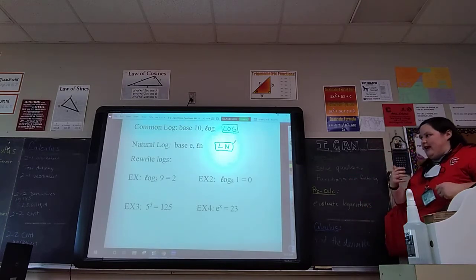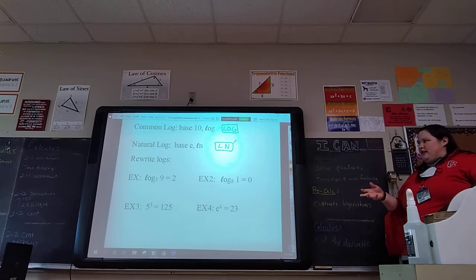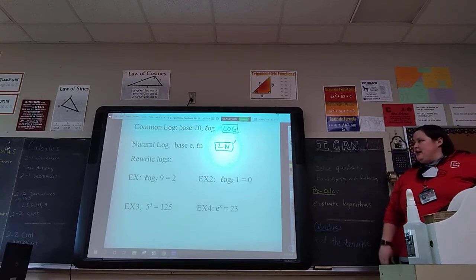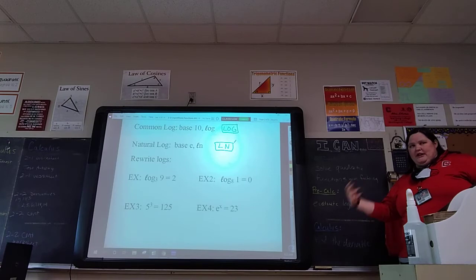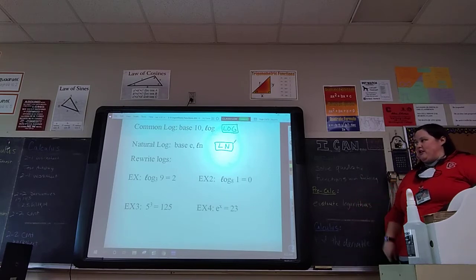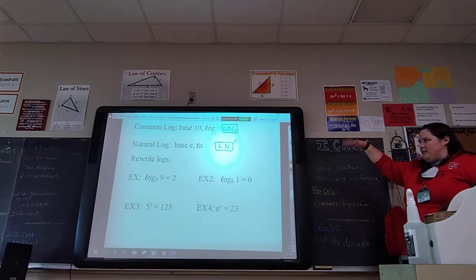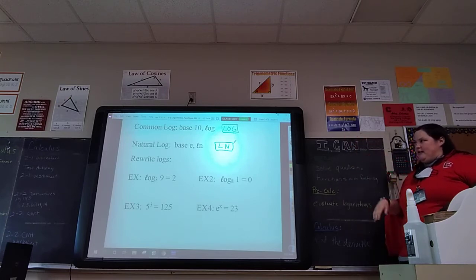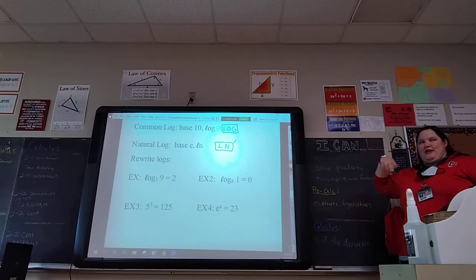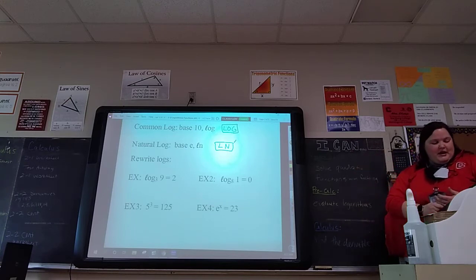So we can evaluate LN. Again, its only special quality is its base e. That way, instead of having to figure out how to put an e in as the base for the log, it just gets its own special logarithm. So that's some calculator buttons. We'll talk a little bit more about how we evaluate using our calculator.